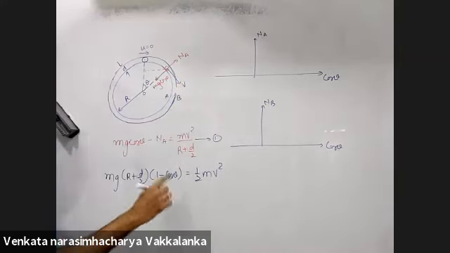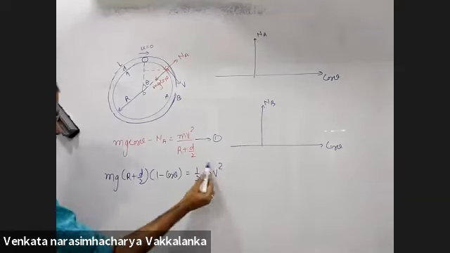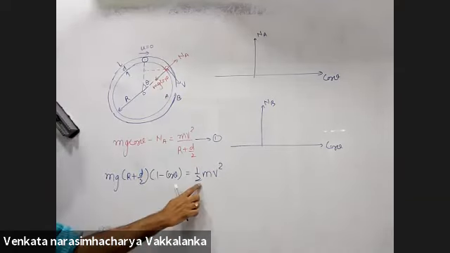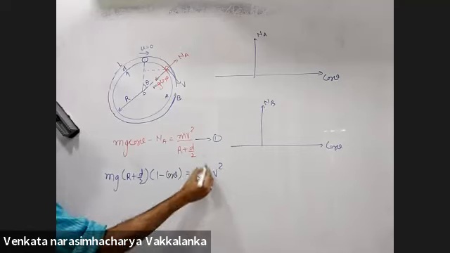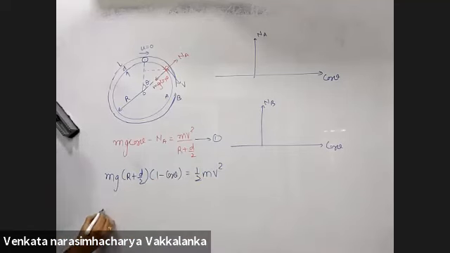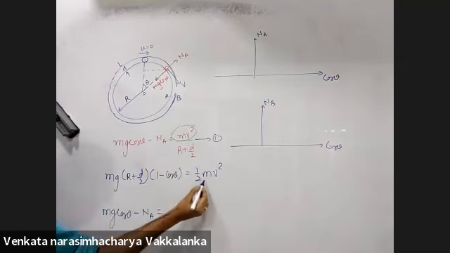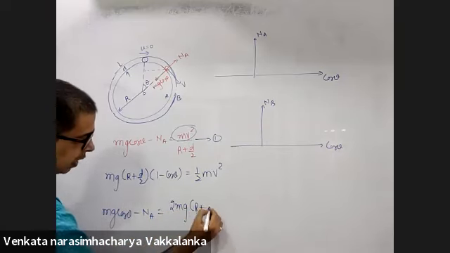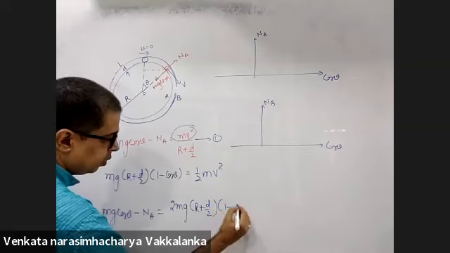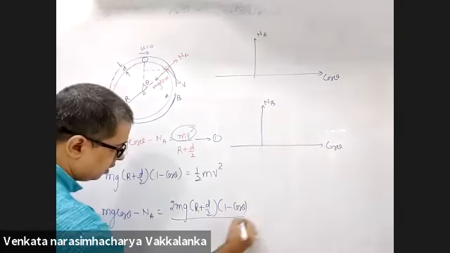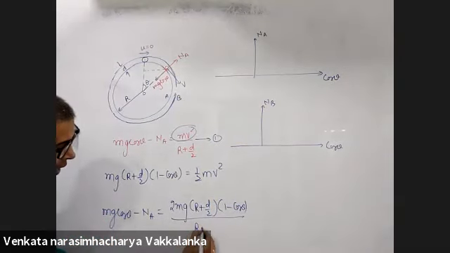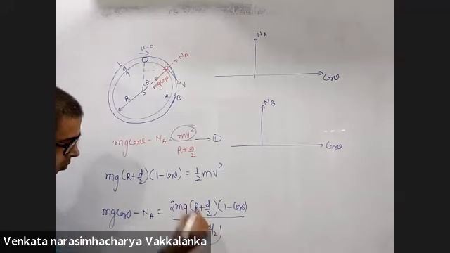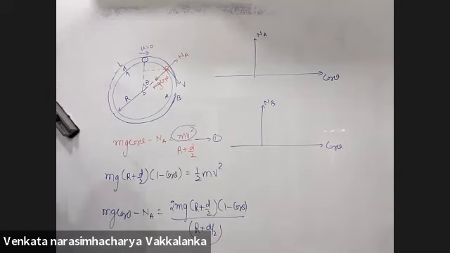I have to eliminate v. I have to substitute mv square here. When I substitute here, I am bringing 2 here. So mg cos theta minus NA is equal to this mv square, and I substitute from here 2 times mg into R plus d by 2 into 1 minus cos theta divided by R plus d by 2. Is my simplification correct? Yes, sir.